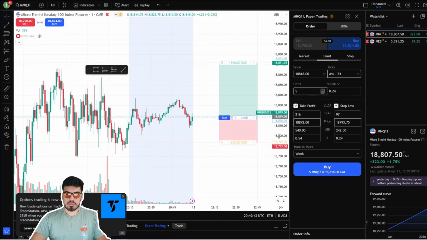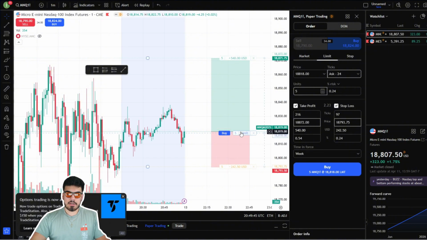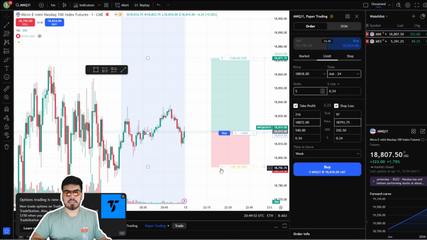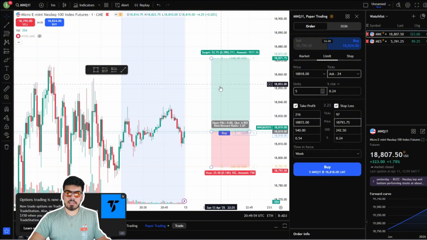Place it at the exact points. So I got in right here and I got out right here if I win, if my trade is a winner. If I lose 242, and the long position, you're looking at these numbers and you're probably thinking what that means.